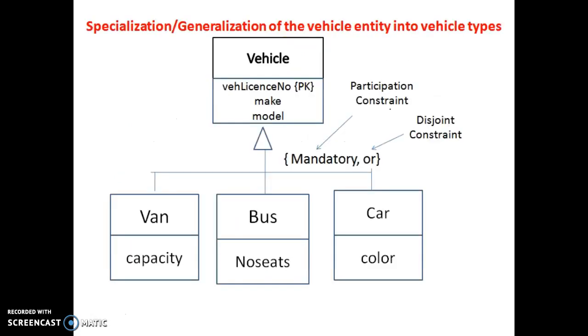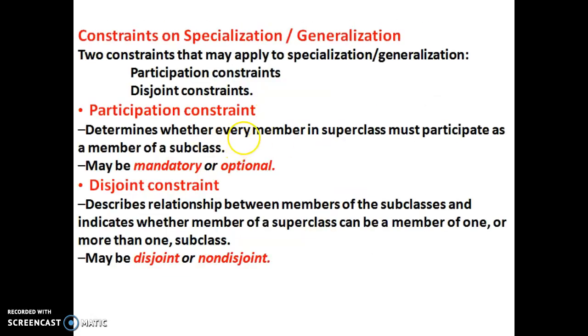Then disjoint constraint, the second restriction. It describes the relationship between members of the subclasses and indicates whether it is possible for a member of a superclass to be a member of one or more than one subclass. So, the disjoint constraint only applies when a superclass has more than one subclass.